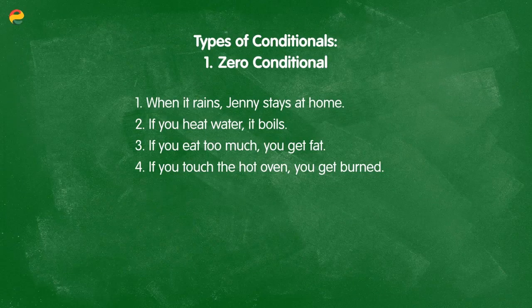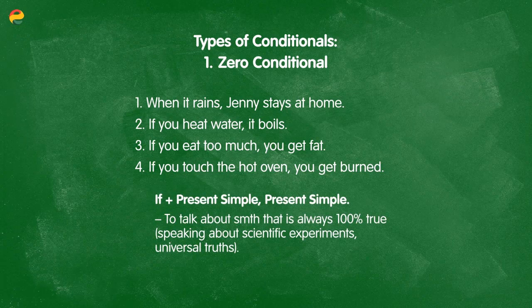The following grammar structure is how we use the zero conditional. It will begin with if, and then a statement in the present simple tense, and the main clause will also be in the present simple tense. We use this structure for things that are absolutely 100% true every time, for rules that are never, ever broken.